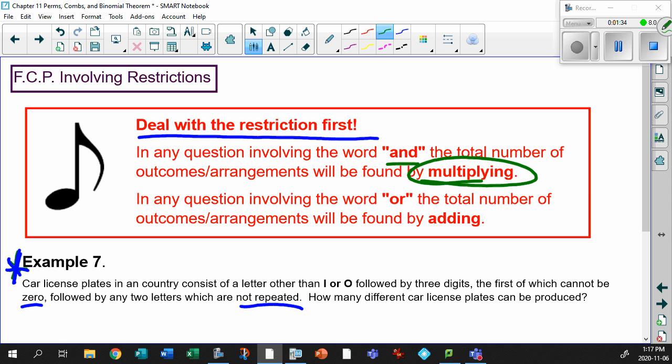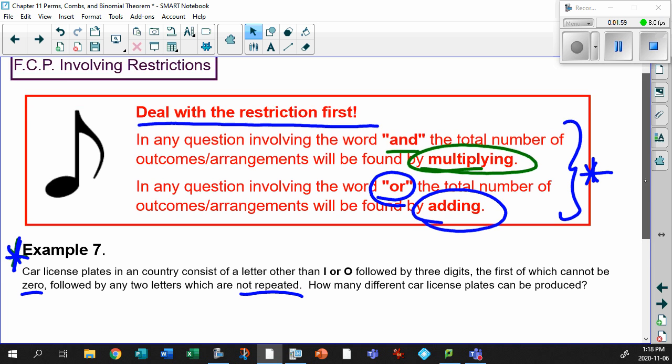Okay? Now, if the question has the word or in it, so you can have this or that. You can have fries or salad with your burger. See what I mean? As soon as they have or, you gotta add. That's something extremely, extremely critical when we're doing things, okay? Let's go to our question here. Let's see how to do it. All right, here we go.